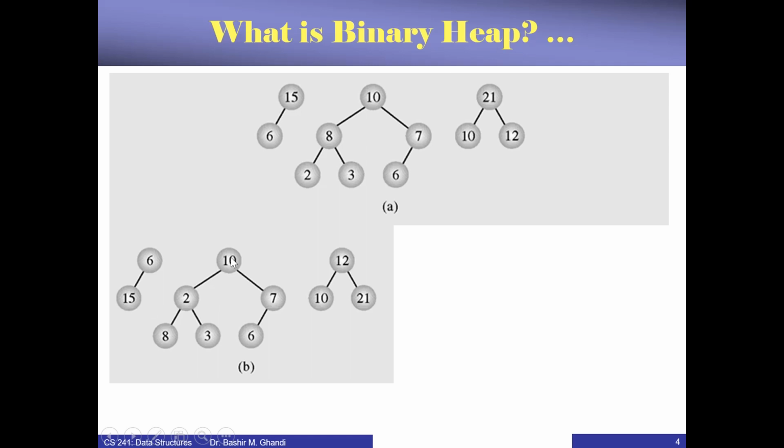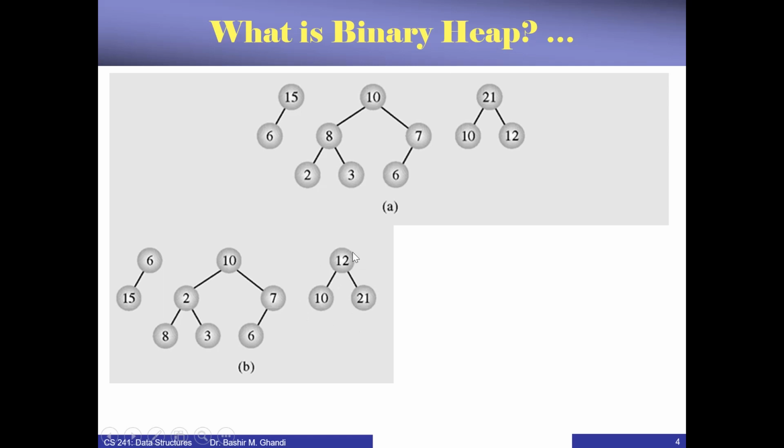Okay. Similarly here, although 10 is greater than 2 and 7, 2 is less than 8 and 3. And similarly here, well, here is fine, 7 is greater than 6. So the problem is with the 2 here, rendering the whole tree to be not a max heap. Okay, similarly here, 12 is not greater than 21, even though it is greater than 10. So this tree is not a max heap.